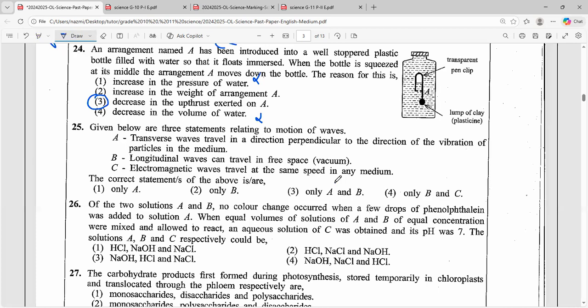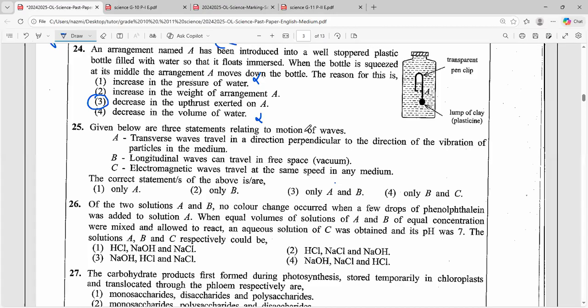25. Given below are three statements relating to motion of waves. Transverse waves travel in a direction perpendicular to the direction of vibration of particles in the medium. Is that correct? Transverse wave, parallel? No. That's correct.